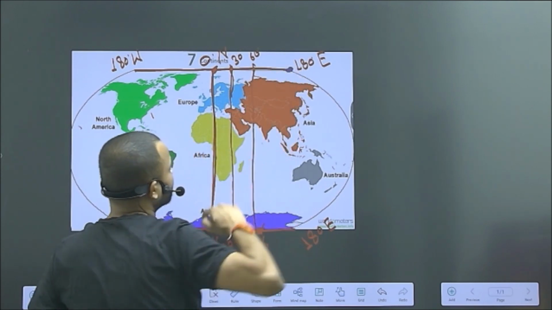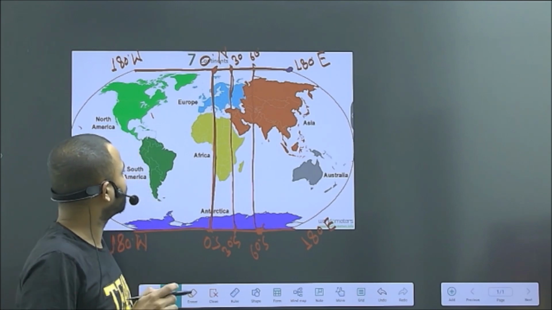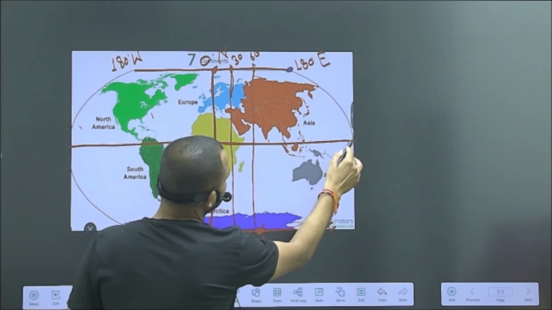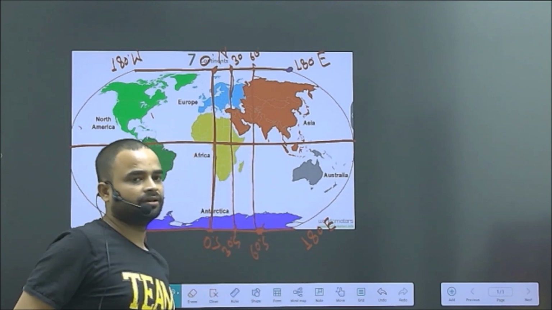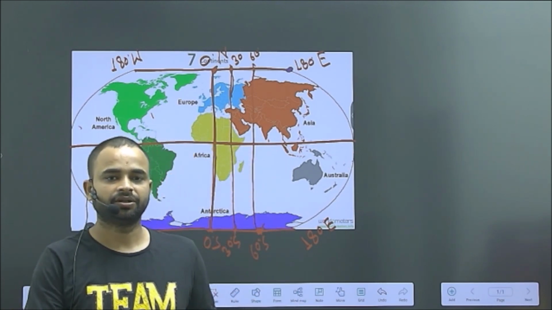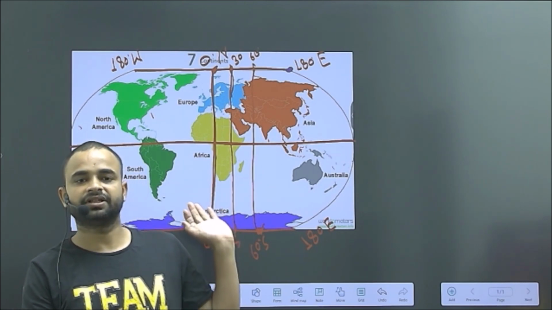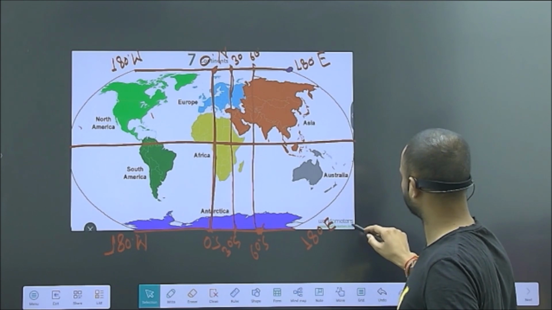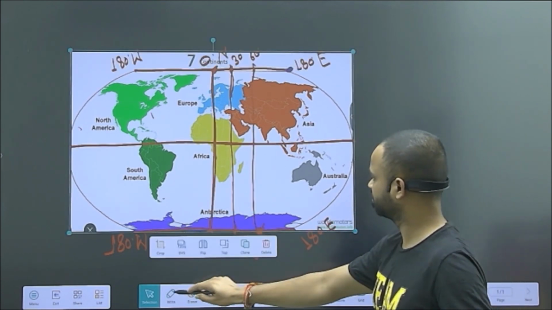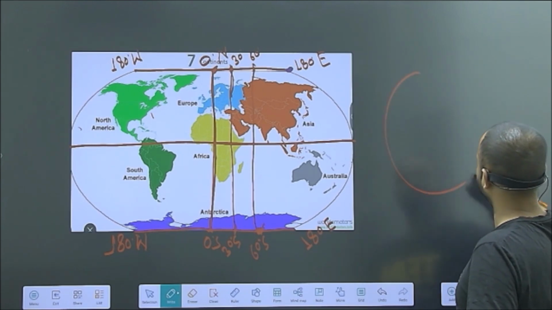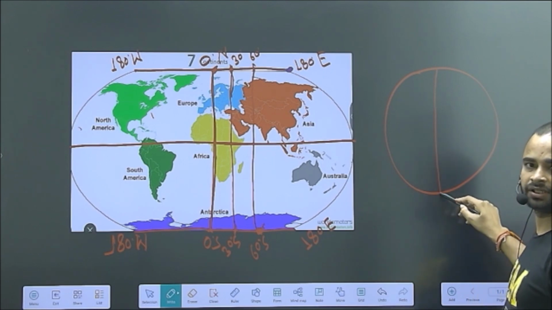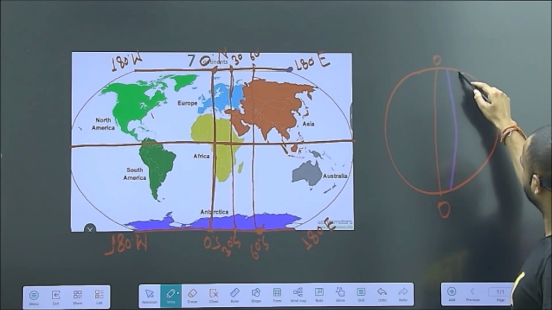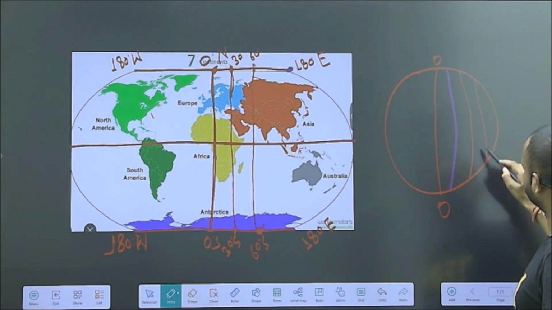But when we talk about the area between two longitudes, it is different. Here you cannot understand because it is a flat image. In this image you can easily understand. This is 0 degree, 0 degree, 0 degree, 0 degree, 30 degree, 60 degree, 90 degree up to 180 degree.